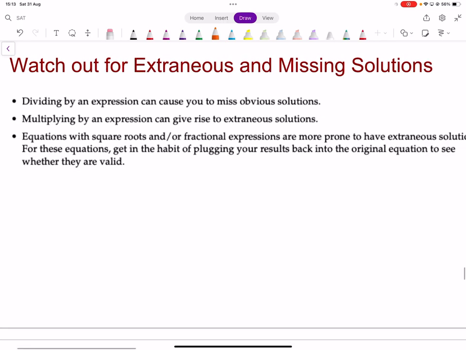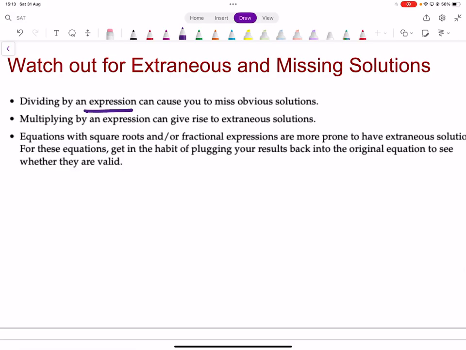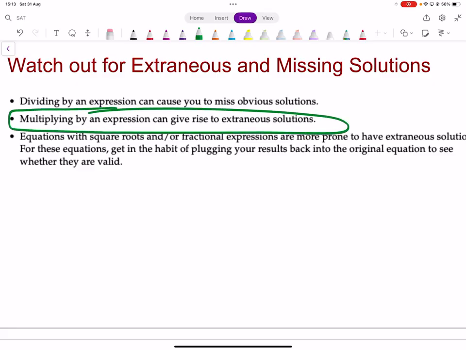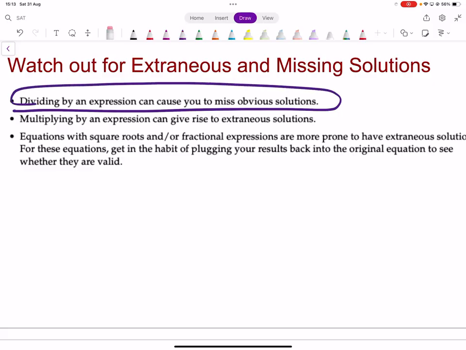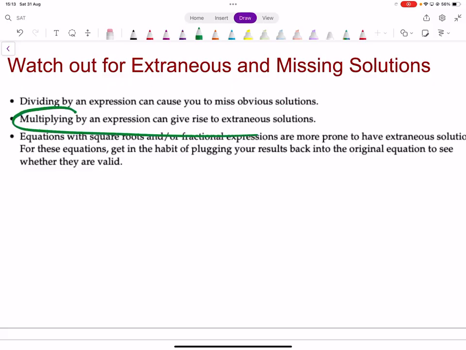So this is just a summary of that. Dividing by an expression can cause you to miss solutions, right? In that case, we missed out on the x equals -4 solution. Multiplying by something can sometimes give you extra solutions. So you need to keep in mind both things. Never divide by any expression unless you know for sure that it is not 0. And when you multiply, you have to check at the end if you are getting any extra answers or not.